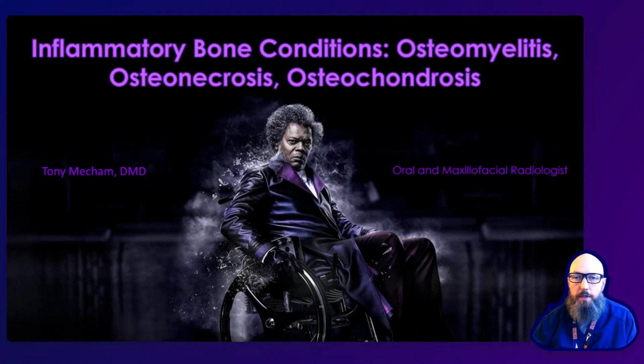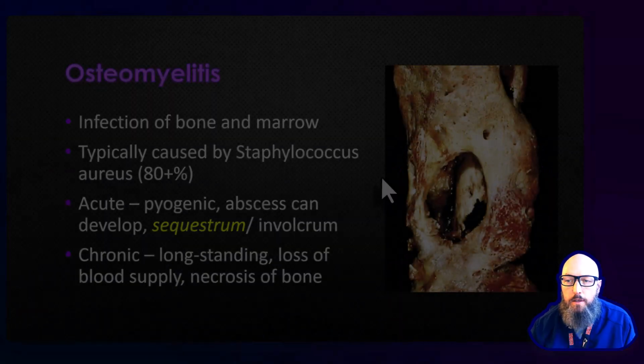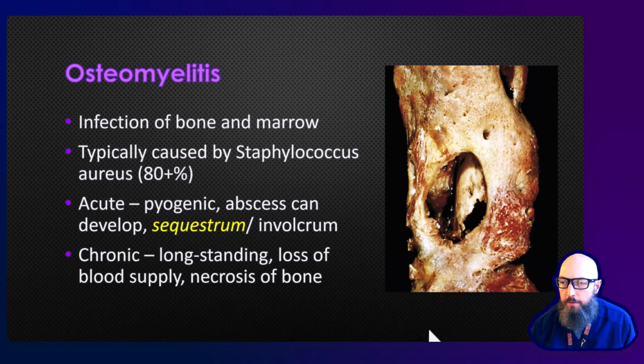All right, just a few more conditions to cover for this bone healing and pathology series. I'm going to talk a little bit about osteomyelitis, different forms of osteonecrosis, and then osteochondrosis. For my students, this is going to be a bit of a review, so I'll go fairly quickly.